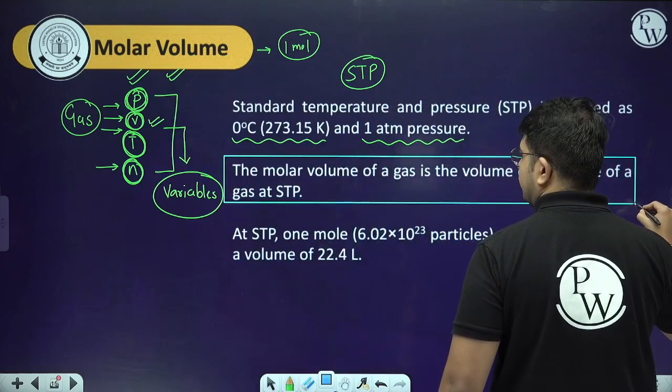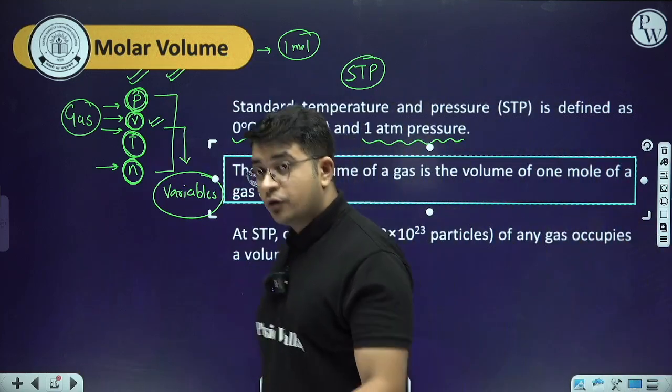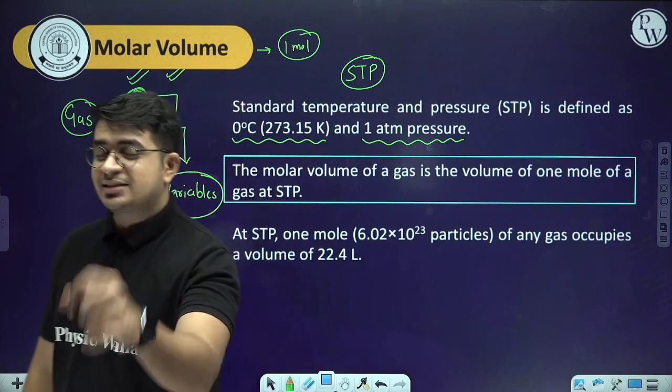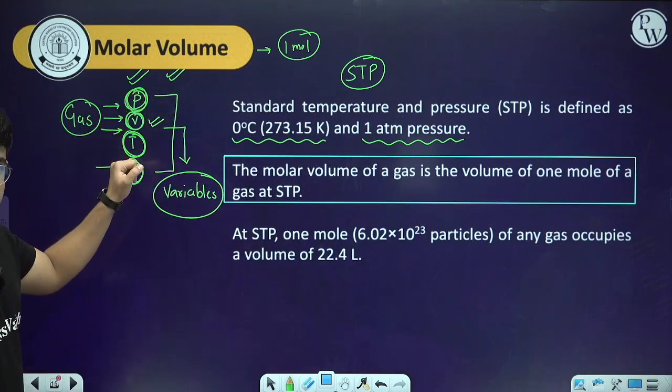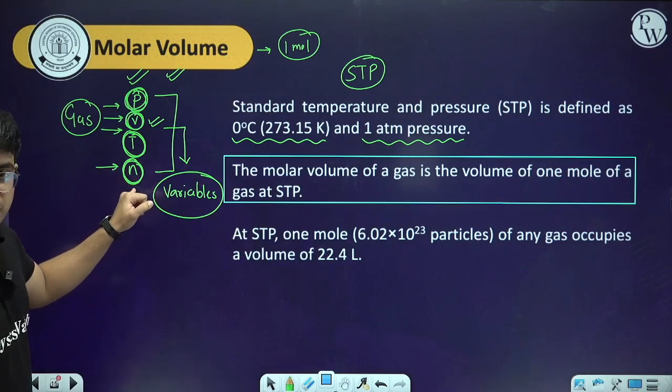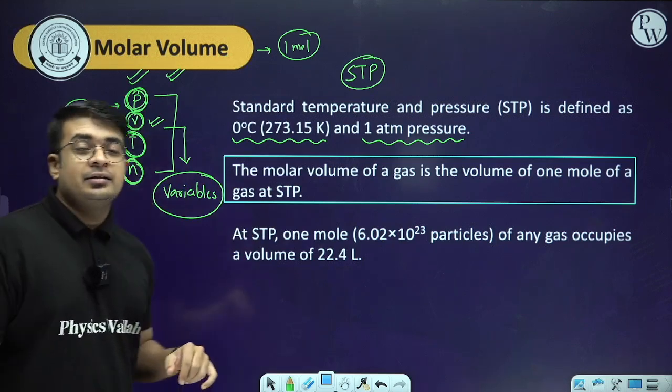What is the molar volume? It is basically the volume of one mole of gas at STP. Because at STP, pressure and temperature are already constant. One mole is already there. So, I can simply calculate this volume V.